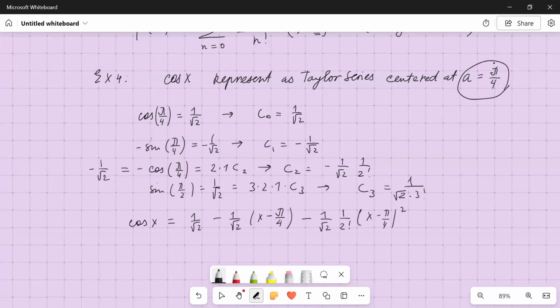You guys can put factorial underneath of the parentheses. Maybe it's going to look a little bit better. And I think the book is doing this. But anyway, I'm going to do the last one. The last one is going to be positive, 1 over square root of 2, and x minus pi over 4 cubed over 3 factorial.